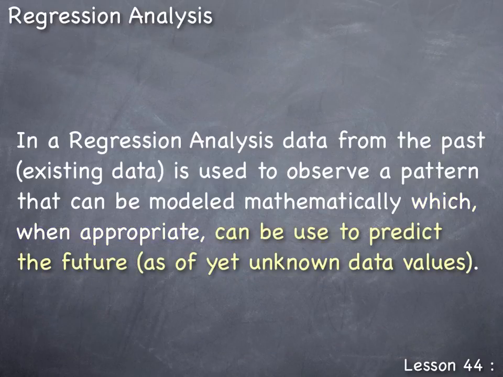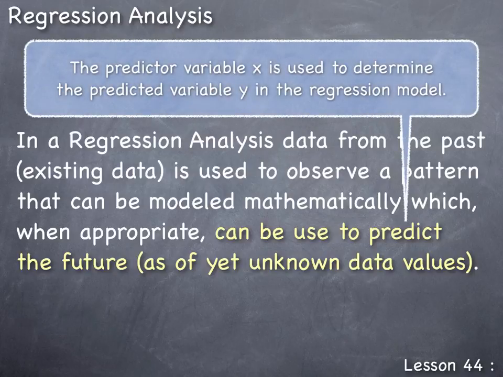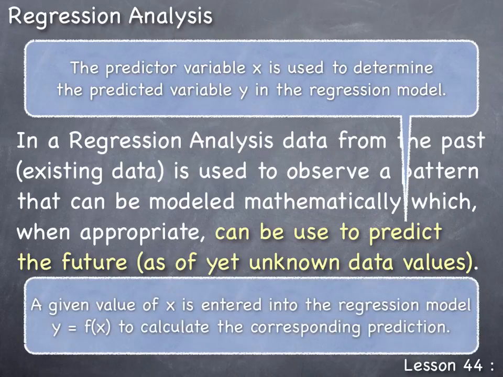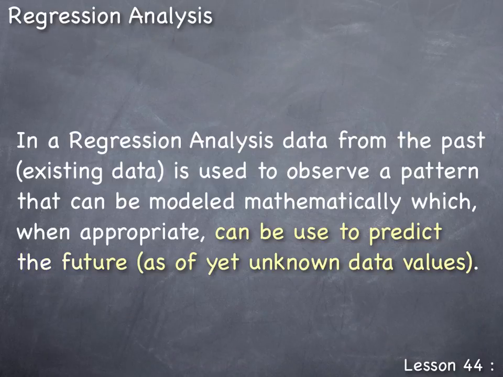Once it's determined that it's appropriate to make a prediction, we can use the regression model to predict the as of yet unknown future values. The predictor variable x is being used to determine the predicted variable y in the regression model. This is done by taking a given value of x and entering it into the regression model, y equals f of x. The resulting value of y, which is calculated, is the corresponding prediction.